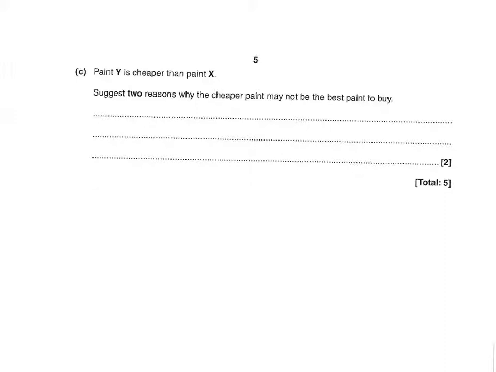The next question, paint Y is cheaper than paint X. Suggest 2 reasons why the cheaper paint may not be the best paint to buy. So there's 2 marks, so any 2 of these. So paint Y contains less binding medium, so the pigment will not stick to the wall as well, or something like that. Now you get your mark. You could say paint Y contains less pigment, so it may not be as brightly or strongly coloured.